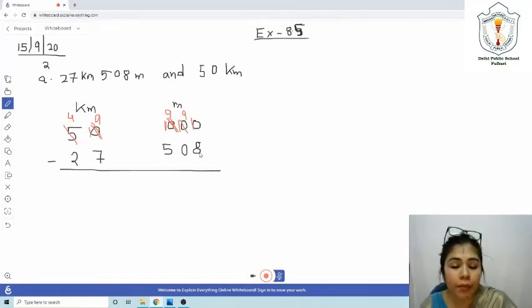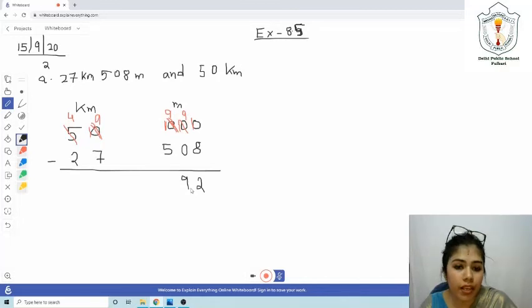So now we have 10 minus 8 is 2. So I write here 2. Now 9 minus 0 is 9. 9 minus 5 is 4. 9 minus 7 is 2. Now 4 minus 2 is 2. So this is simple. It becomes 22 kilometer and 492 meter.